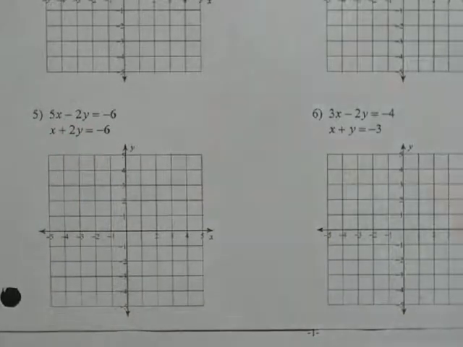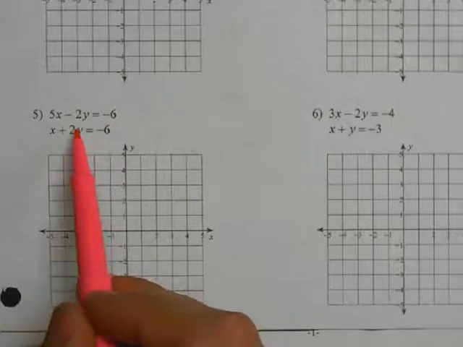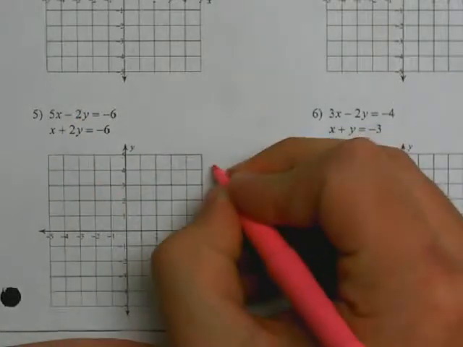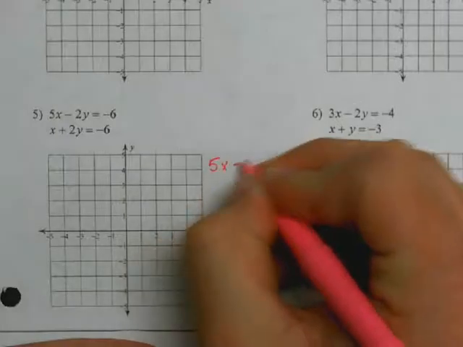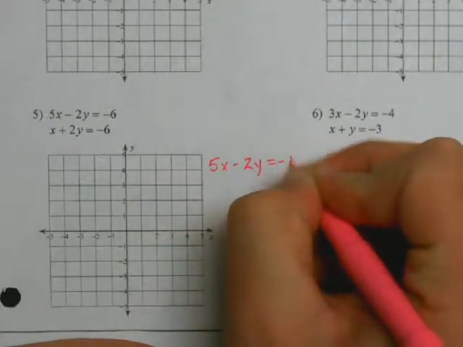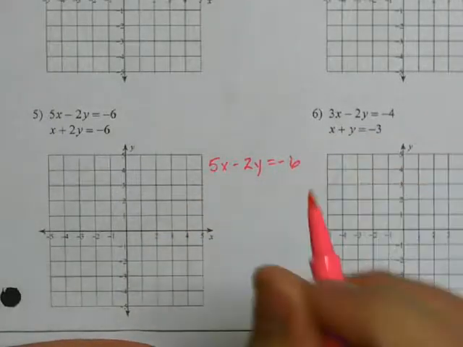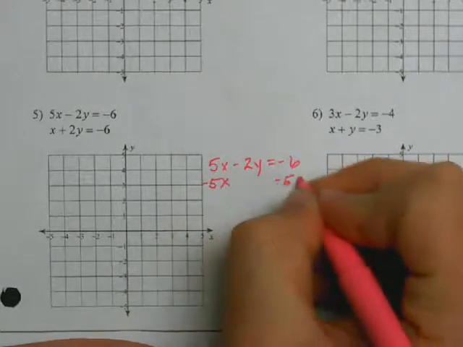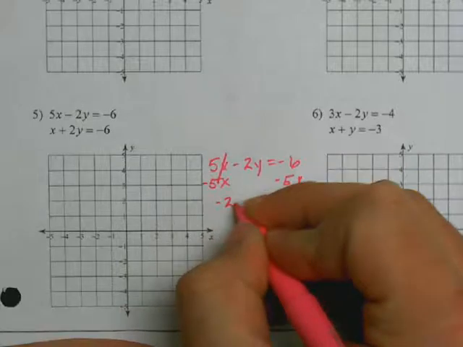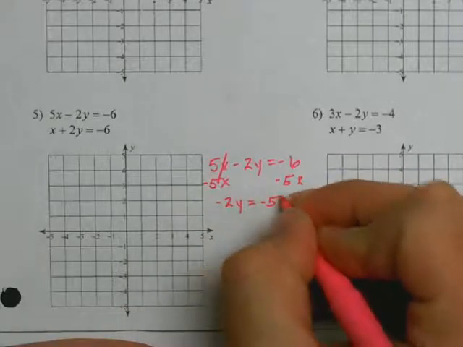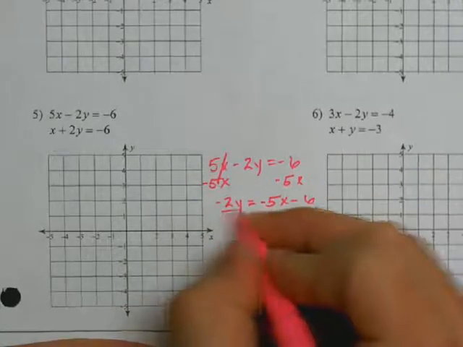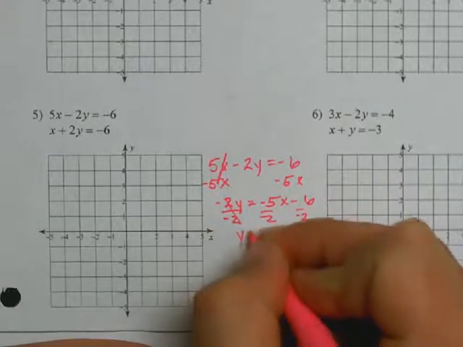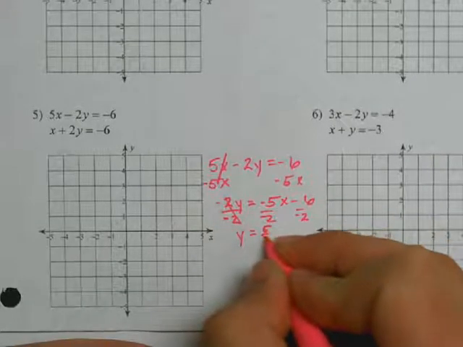The only thing you have to do is to get both equations in slope-intercept form in order to graph it to see the intersection. So here, you're going to have 5x minus 2y equals negative 6. Okay, and we're going to put that in slope-intercept form. So what we're going to do is subtract 5x from both sides. That cancels. I got negative 2y equals negative 5x minus 6. Then I'm going to divide by negative 2 on both sides. And I get y equals positive 5 over 2x plus 3.